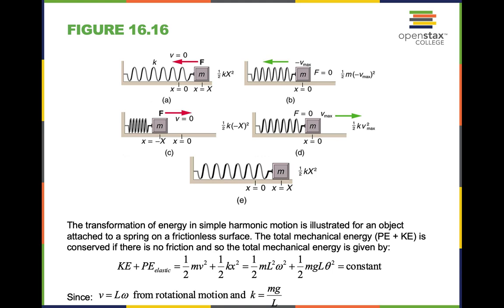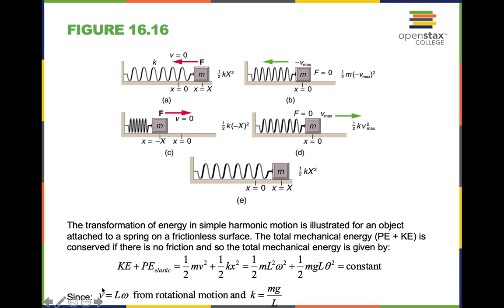So here, the transformation of energy in simple harmonic motion is illustrated for an object attached to a spring on a frictionless surface. The total mechanical energy, potential plus kinetic, is conserved if there is no friction, and so the total mechanical energy is given by KE plus PE elastic, and this is 1/2 mv squared plus 1/2 kx squared, and this in turn turns into 1/2 m L squared omega squared plus 1/2 mgL theta squared. But remember, it's conserved, so it's all a constant.